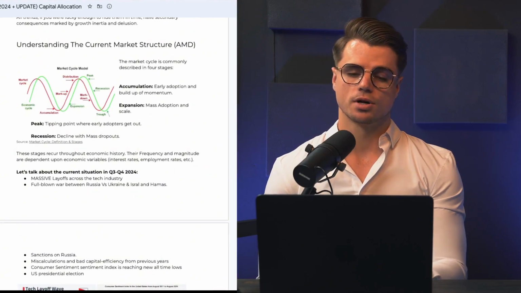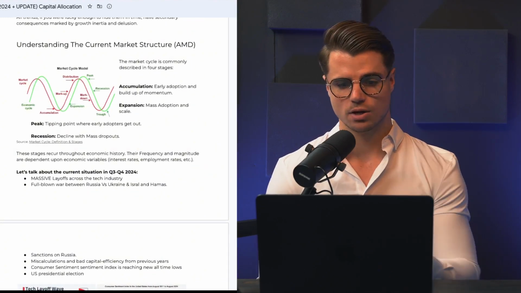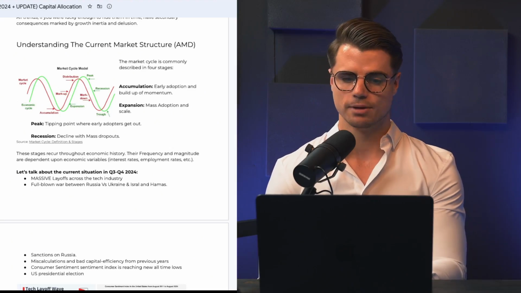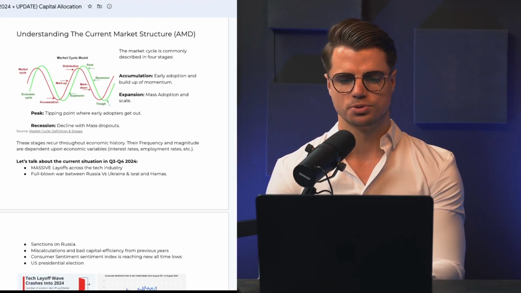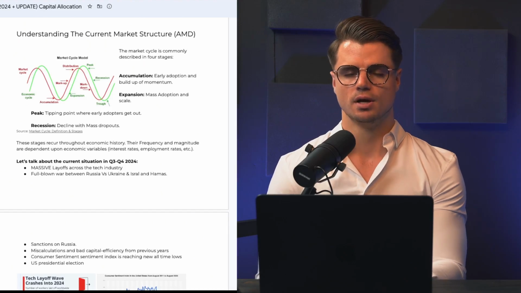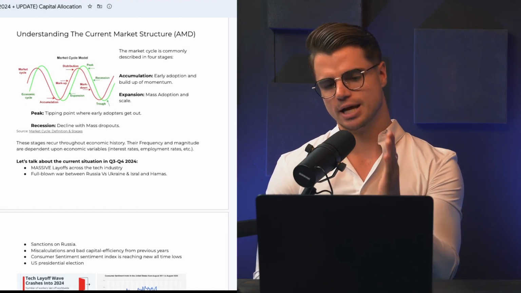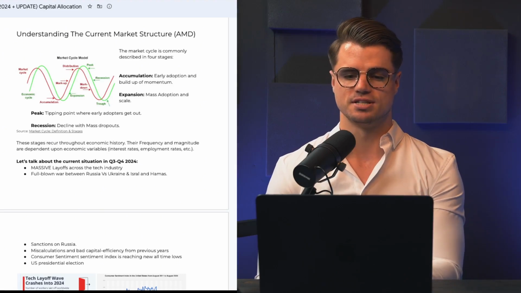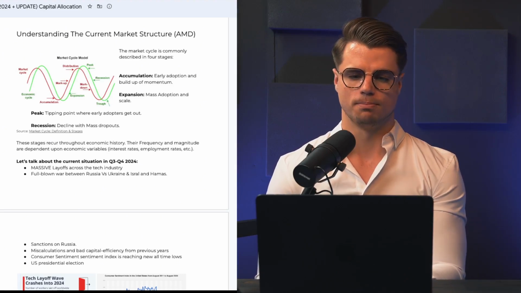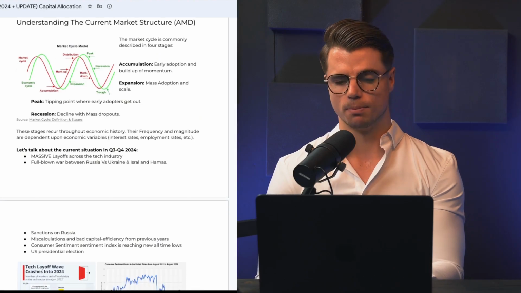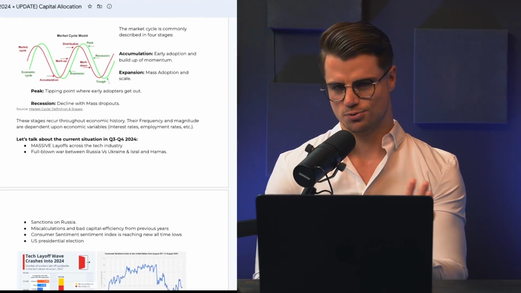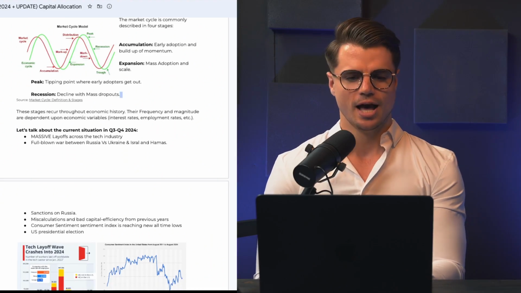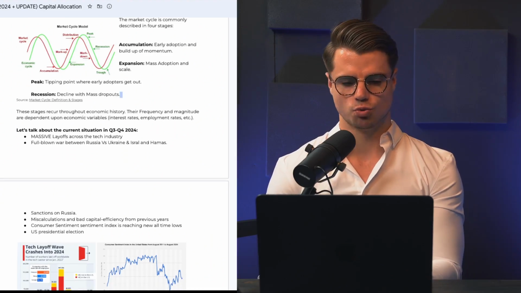So understanding the current market structure, this is why I was speaking about the AMD cycle. Now, the market cycle is commonly distributed in 4 stages. You get the accumulation, the early adoption and the buildup of momentum, and then you get manipulation and distribution. But it is also viewed as accumulation, then expansion, which is mass adoption and scale, and then you get the peak, which is the tipping point where early adopters get out, right? And there are also some different terms for it if people are familiar with some trading words and terms. And then recession, where we have a mass dropout, okay?